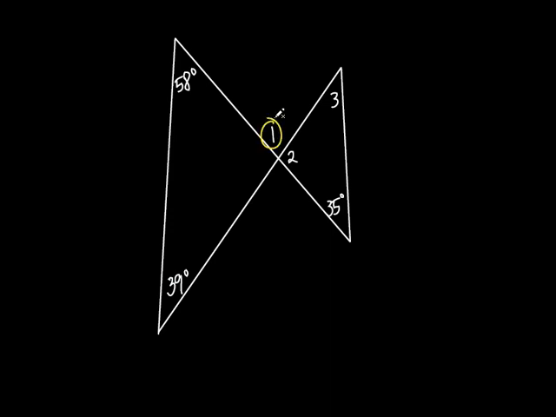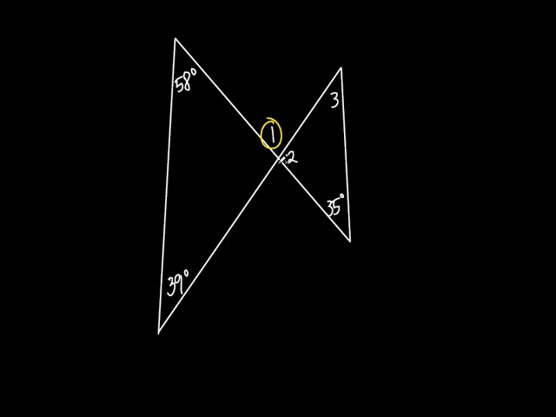Let's solve for angle 1 first. Now there's a quick and easy way to solve for angle 1 if you remember one of our theorems. Do you remember the exterior angle and the remote interior angle? Anybody remember that one? This is the exterior angle to these two angles, isn't it?